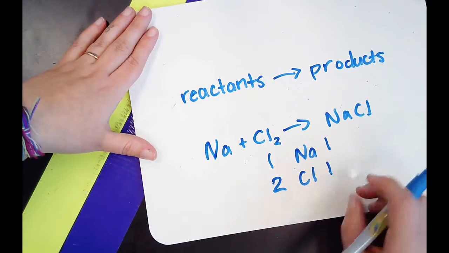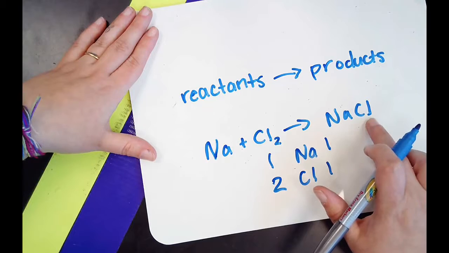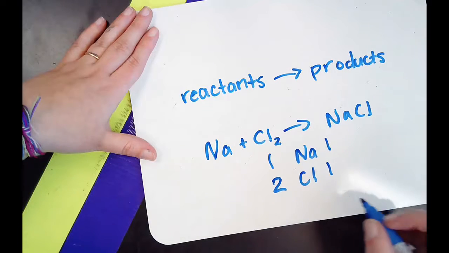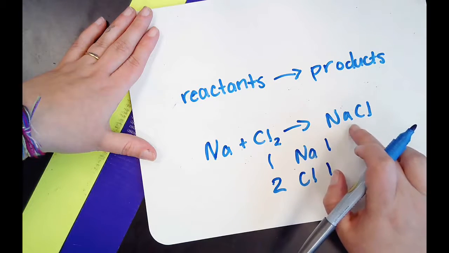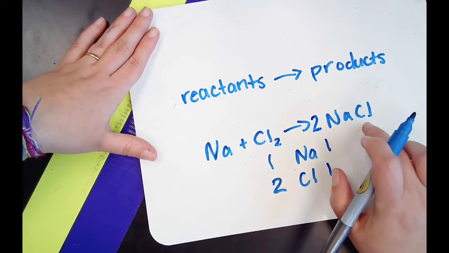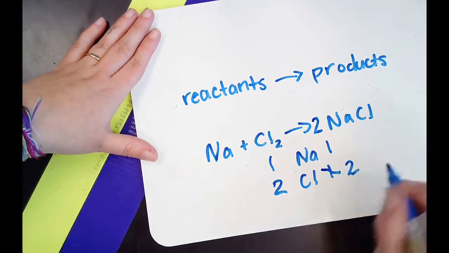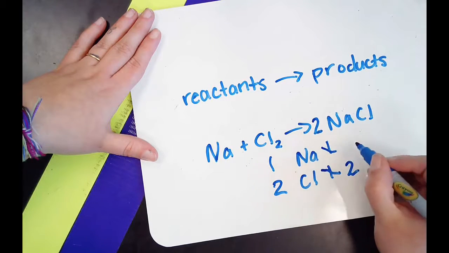To balance this equation, I would figure out how I can make this 1 turn into a 2 using a coefficient. If you remember, a coefficient is a number that we use to multiply by the atoms that are in the compound, and that tells us how many of that compound we have in this equation. So if I want to get 2 chlorines on this side of the equation, I'm going to have to multiply my chlorine containing compound by 2. So I'm going to put a coefficient of 2 in front of the chlorine containing compound on the product side. That changes my chlorine count from 1 to 2, and that also changes my sodium count from 1 to 2.